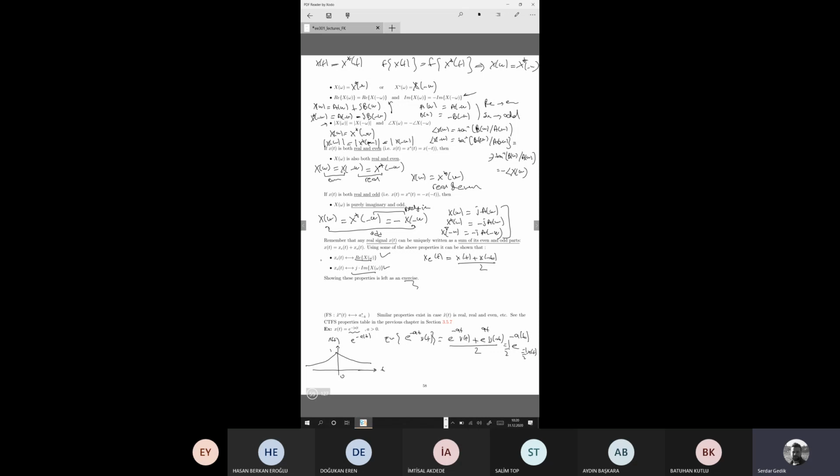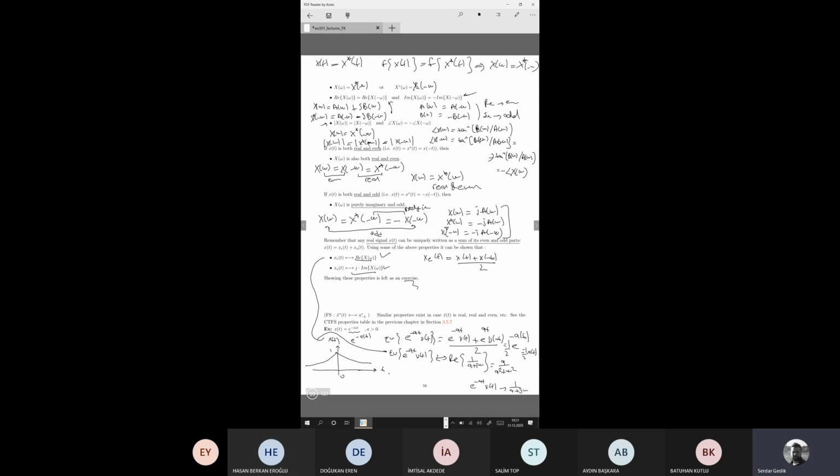Well, by using this property, I know that the even part of e to the power minus at u of t has the Fourier transform of the real part of 1 over a plus j omega. This is due to the fact that e to the power minus at u of t has Fourier transform 1 over a plus j omega. So this is nothing but a over a squared plus omega squared. So the even part has a Fourier transform of the real part of 1 over a plus j omega, and it is a over a squared plus omega squared.